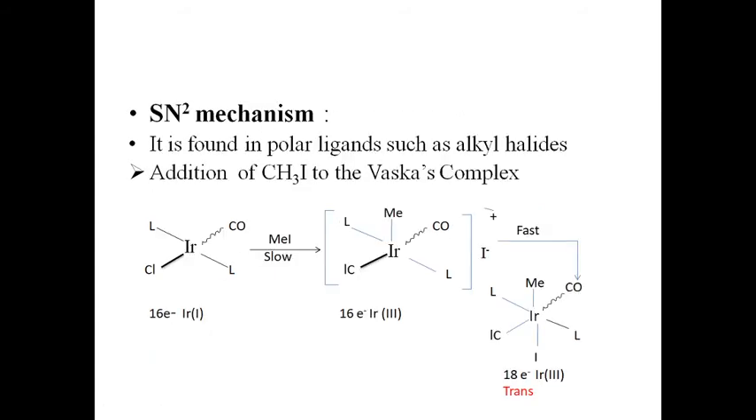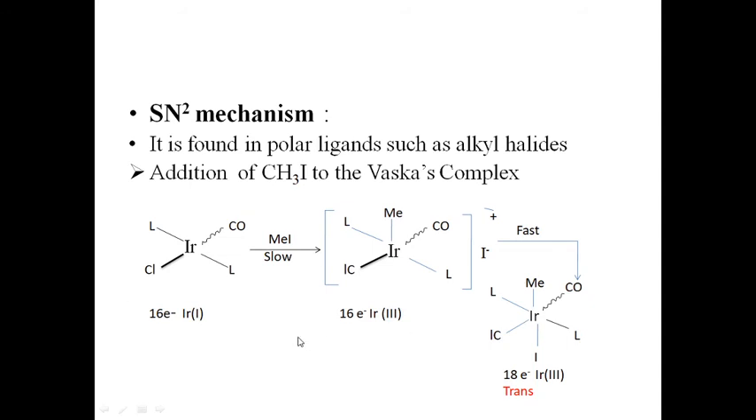Now move toward the second mechanism, that is the SN2 mechanism. It is found with polar ligands such as alkyl halides. This mechanism occurs in two steps. An example of this mechanism is addition of CH3I to Vaska's complex. This is an alkyl halide. This is the general reaction.